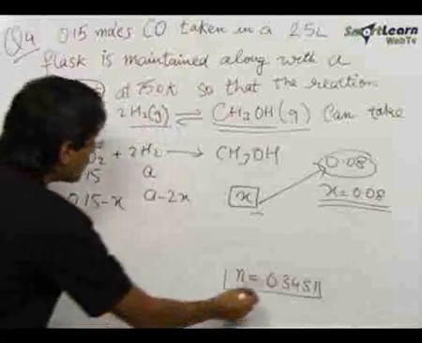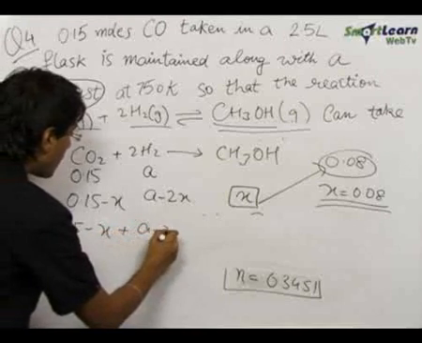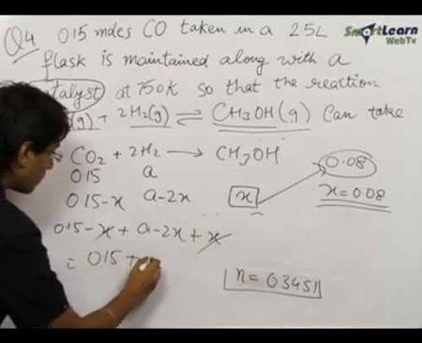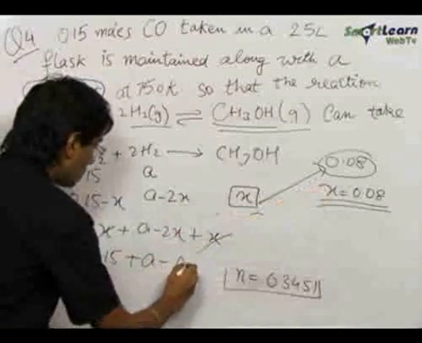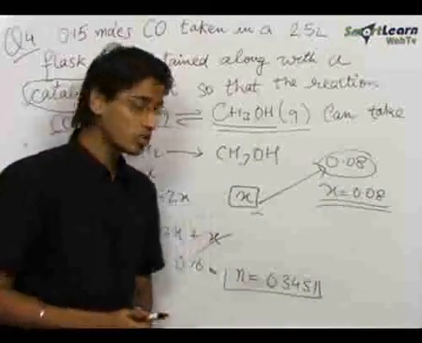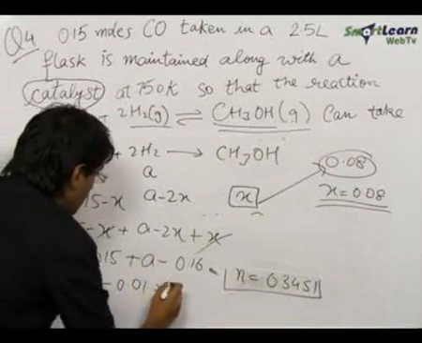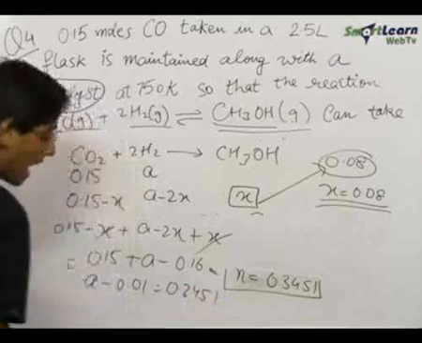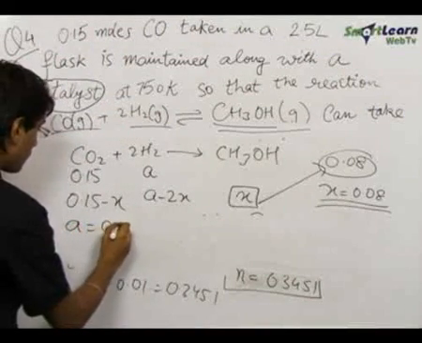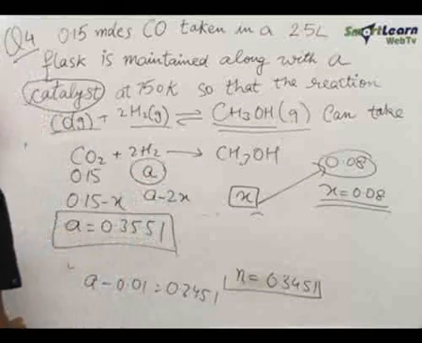Also we know that the total number of moles present at equilibrium is equal to 0.15 minus X plus A minus 2X plus X, which is equal to 0.15 plus A minus 2X, and this is equal to the total number of moles present at equilibrium, which we calculated from the ideal gas equation. So this becomes A minus 0.01 is equal to 0.3451, and hence the value of A comes out to be 0.3551. Note that this A is the initial number of moles of hydrogen present.